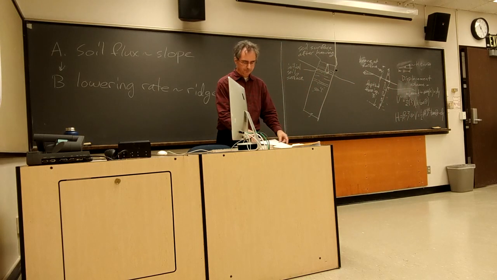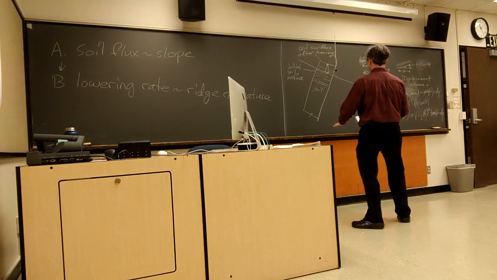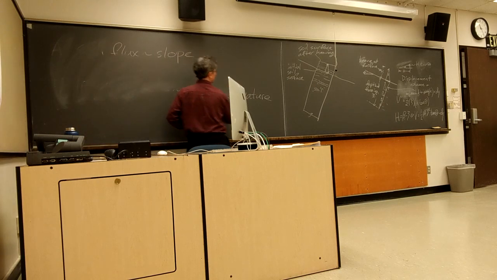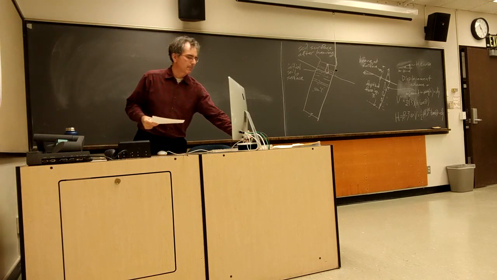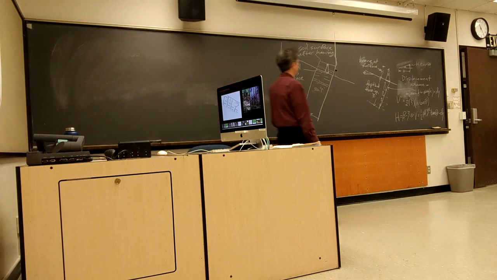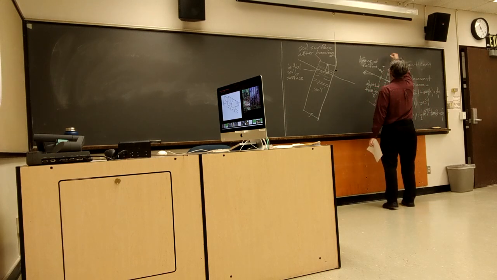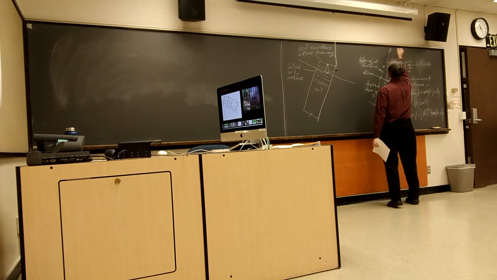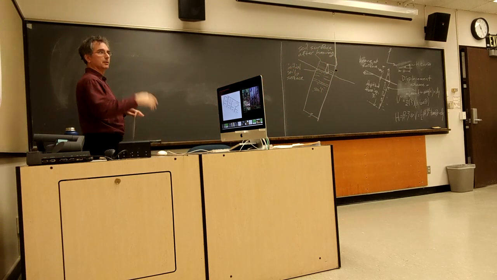Now then, let me move back over here, instead of trying to cram everything into that corner. Tan theta, I don't really want to leave it like that. If I make some axes like that, that's my x and that's my z, then tan theta is going to be dz dx, right? Tan theta is the slope of the surface.